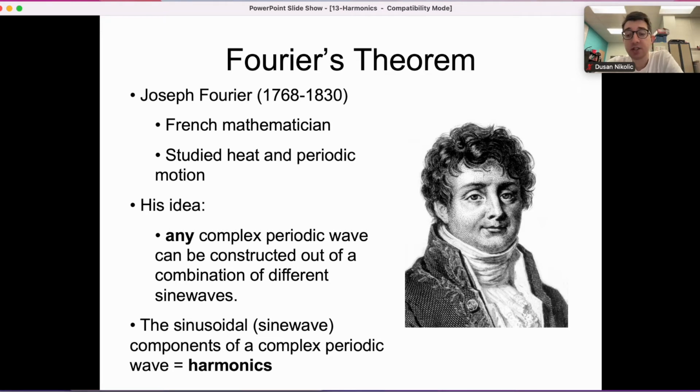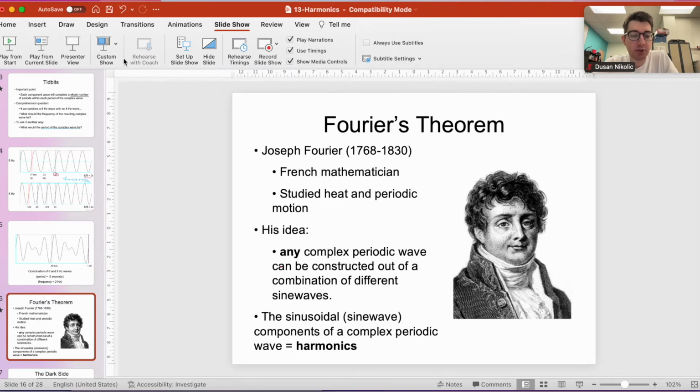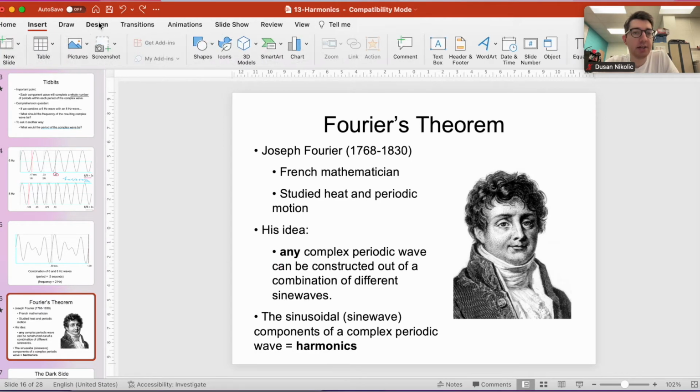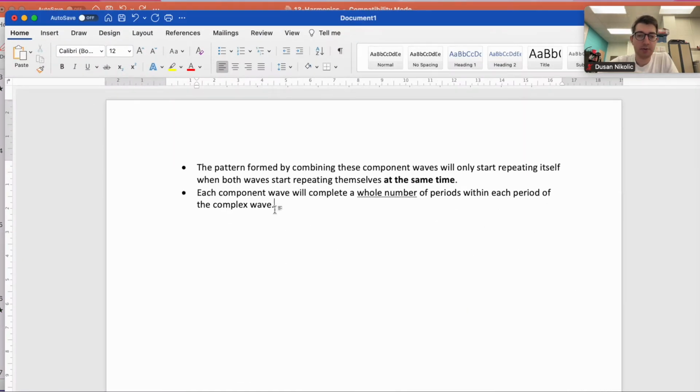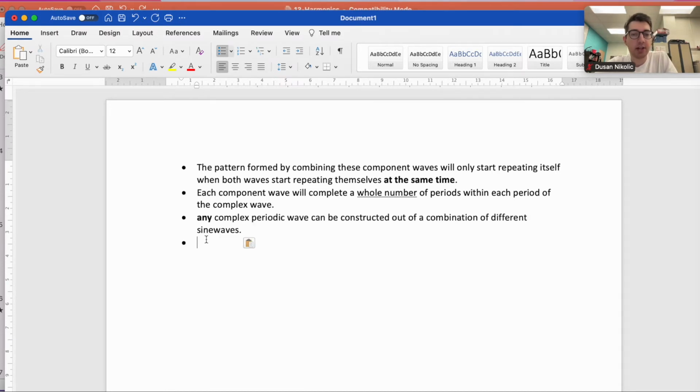In acoustic phonetics, we understand sinusoidal components of a complex periodic wave as harmonics. You might have heard about this in music, and that's essentially how we're going to use harmonics here as well. I think this is also a very nice idea that should be written down on our imaginary board. So any complex periodic wave can be constructed out of a combination of different sine waves.